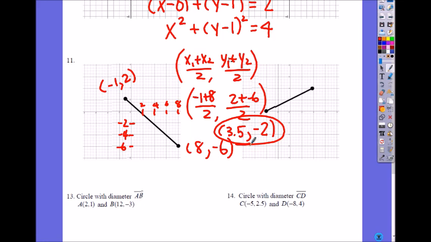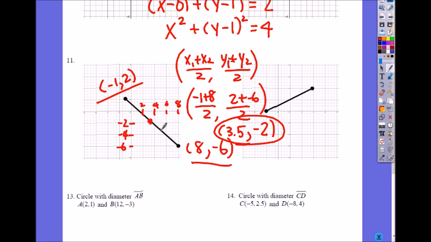So you can go ahead and plot your center in, (3.5, negative 2), and find the distance between the center to one of the endpoints. But just in case you got your center wrong, I'm going to just go ahead and use the given numbers. So even if you get your center wrong, you can still get your radius right and get at least partial credit.